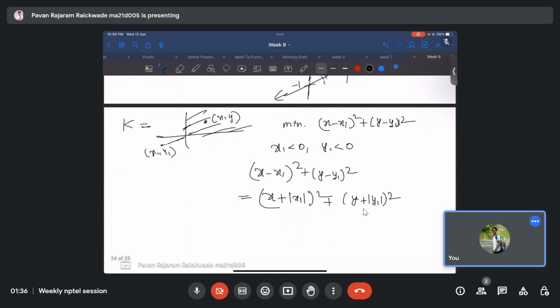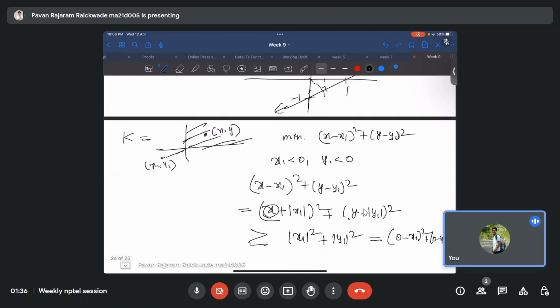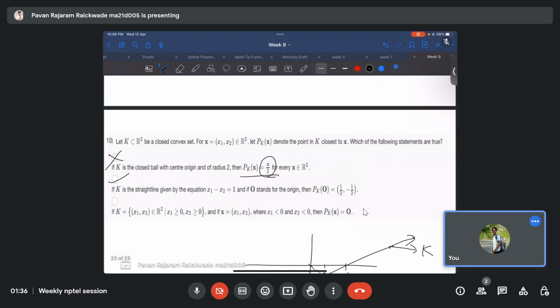Now you see, as you keep on increasing x, the whole value is going to increase, right? Either x or y, both. This gives you the minimum value when x and y are both 0, otherwise it's going to increase. So this is always greater than or equal to mod x1 squared plus mod y1 squared, which is like (0 minus x1) squared plus (0 minus y1) squared, the distance from 0. So this is just a basic observation that 0 is the closest point for every (x1, x2) in this region.